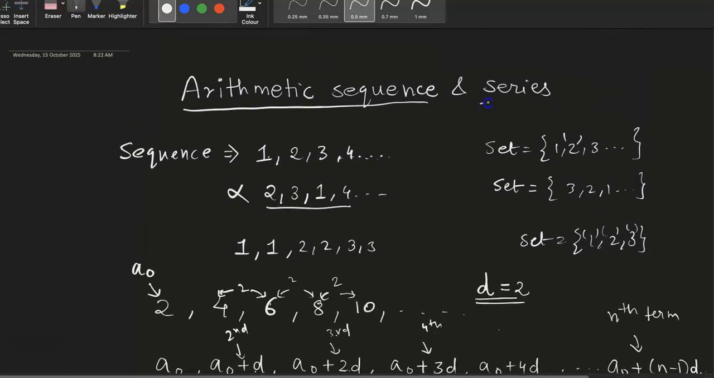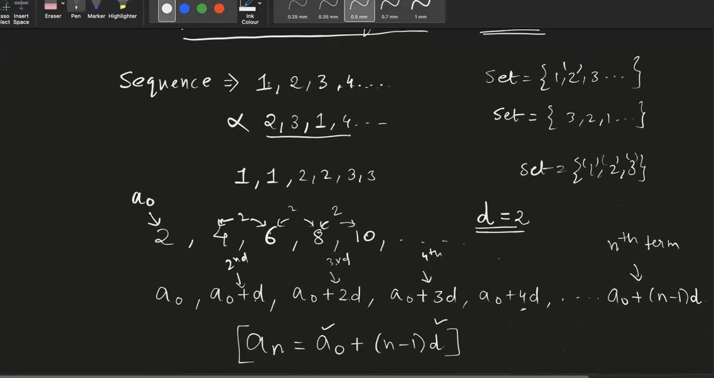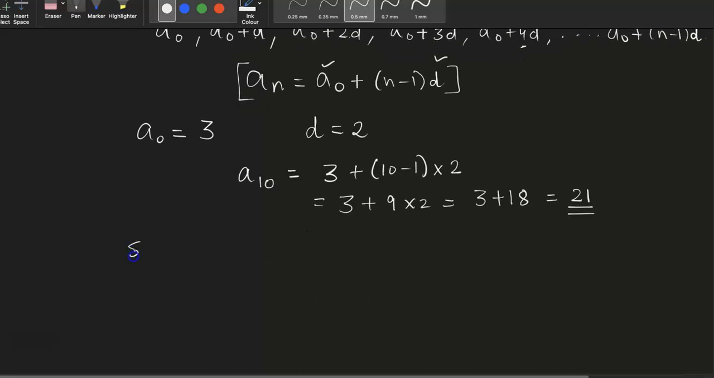Now, this is what a sequence is about. There is one more thing that we are going to study, that is called a series. What is a series basically? In a sequence, you can observe the numbers are separated by a comma. Now, in a series, they will not be separated by a comma. They will be separated by an addition symbol. That means a series is nothing but the addition of all these terms. So the series will be a0 plus (a0 plus d) plus (a0 plus 2d) and so on. So the addition of the terms of the sequence is nothing but the series.